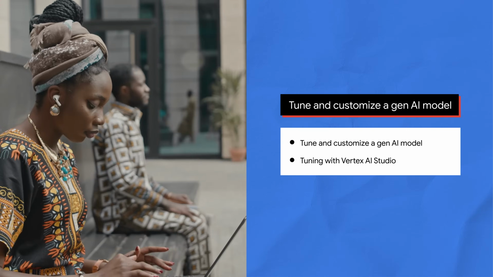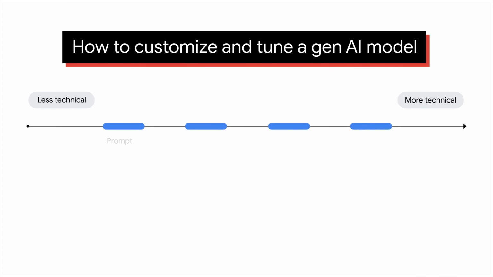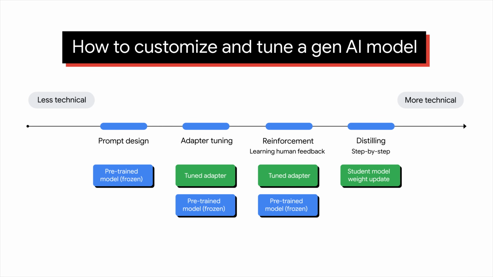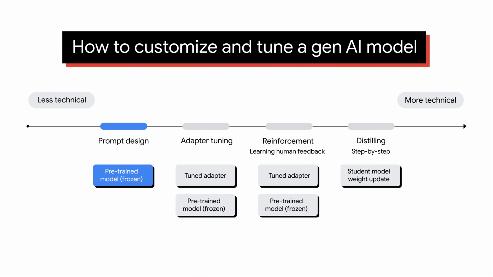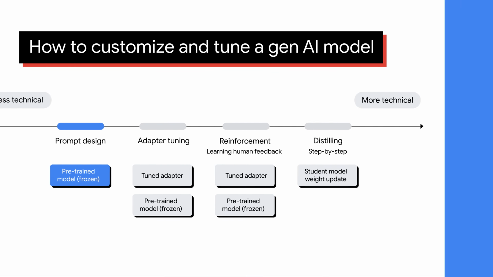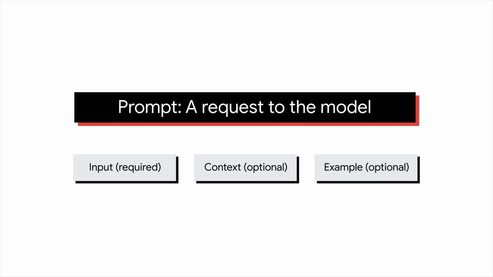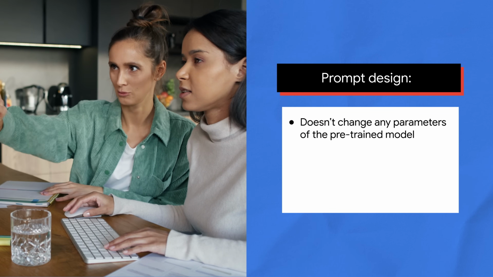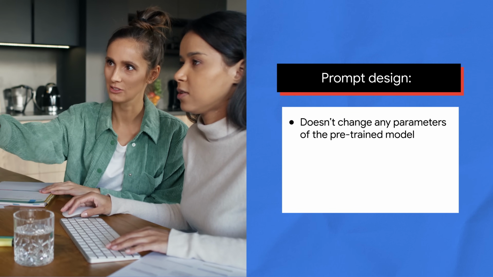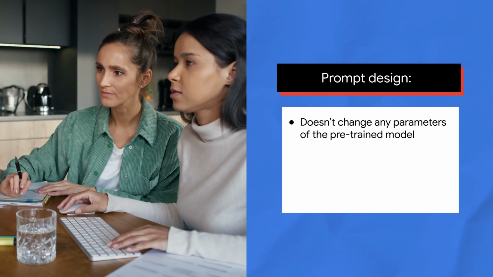You have different choices to customize and tune a Gen AI model, from less technical like prompt design to more technical like distilling. You're already familiar with prompt design, which lets you tune a Gen AI model using natural language without ML background. The prompt, which serves as the input text, is designed to elicit a desired outcome from the model. To enhance the model's performance, you can provide context and examples to guide its responses. Prompt design does not alter the parameters of the pre-trained model. Instead, it improves the model's ability to respond appropriately by teaching it how to react.